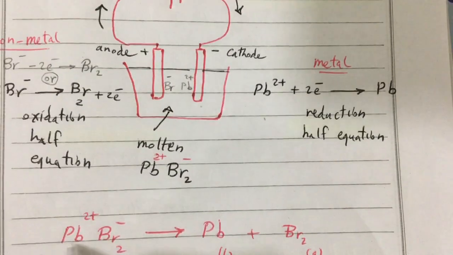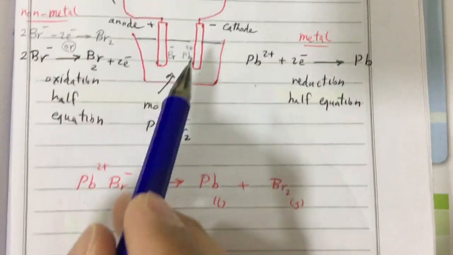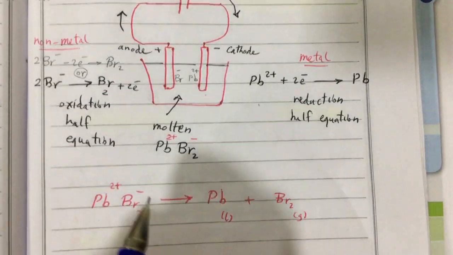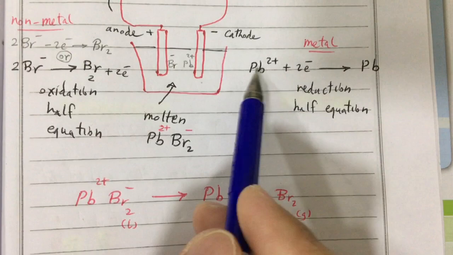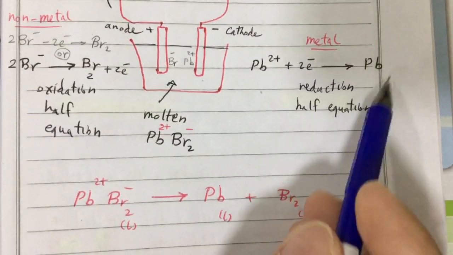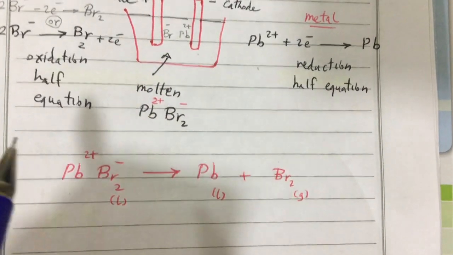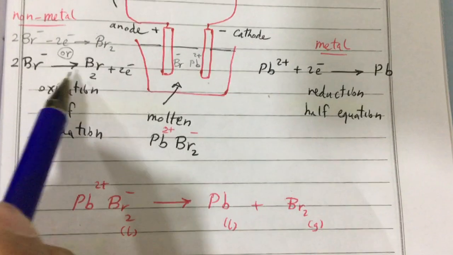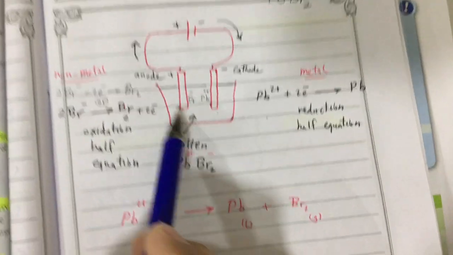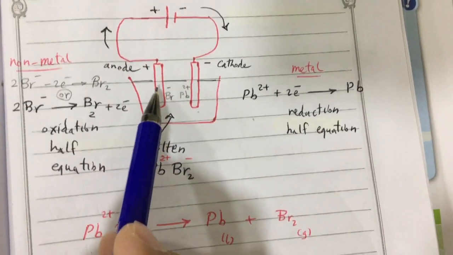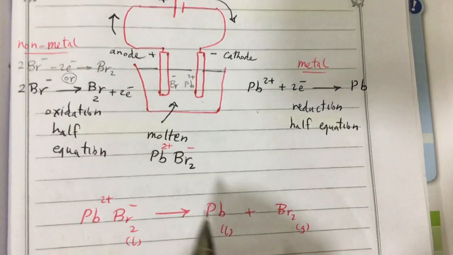So now the positive lead ion will go to the negative electrode, and at the cathode, as you know, reduction happens for lead. So this means lead ions will gain electrons to be pure, neutral lead. So lead will deposit here. And the negative ions like bromide will lose electrons to change to bromine. So bromine forms here as bubbles at the positive electrode. In this way, lead bromide is broken down.